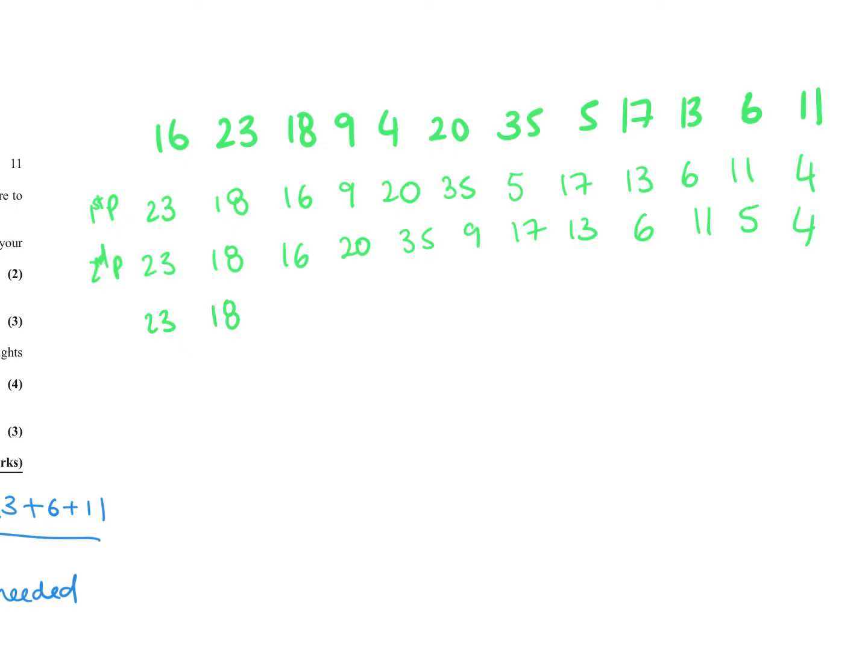18 and 16. Oh, 18. 16 and 20. 16 and 35. 16 and 9. 9 and 17. 9 and 13. 9 and 6. 6 and 11. 6, and then that's in the 6. So that's the third pass.